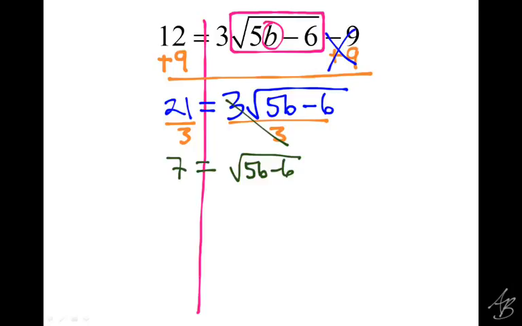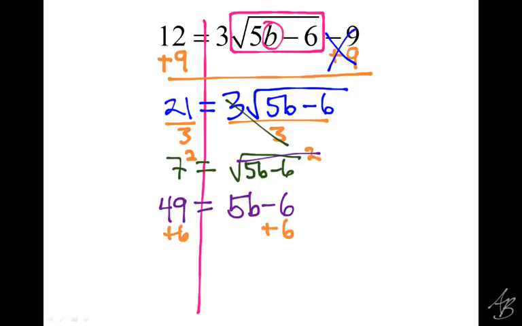We're going to get rid of the square root by taking the square. So we're going to square both sides. That leaves 5b minus 6 by itself on the right. And on the left side, 7 squared is 49. Now what?